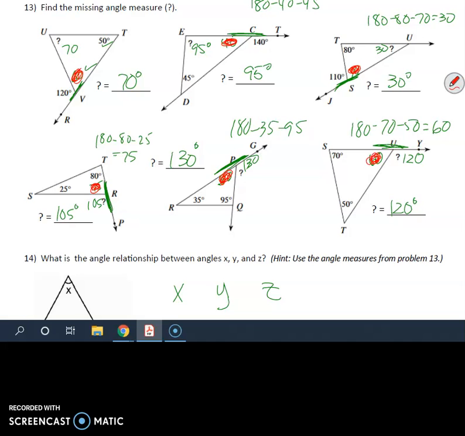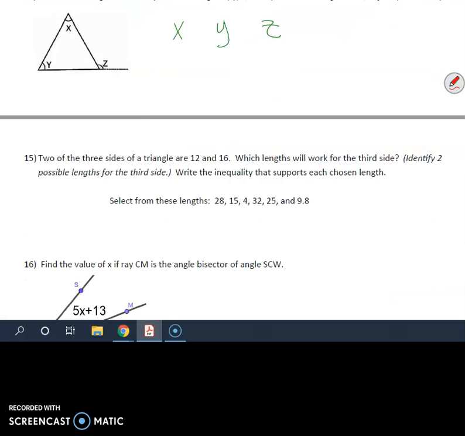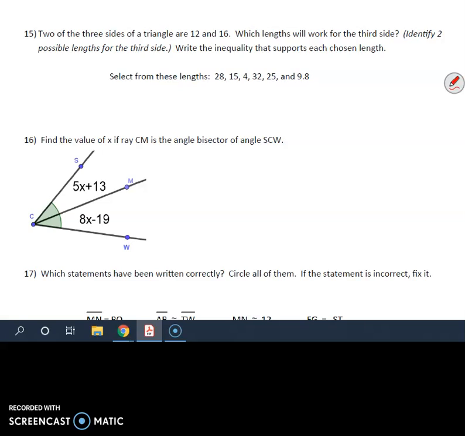So is there a relationship between the 70, the 50, the 120, the 95, 45, and 140, the 80, 30, 110, and so on? Looking at problem 14, the three angles that have not been crossed out in problem 13, can you come up with a relationship between those three angles? I'm not going to give the answer away, but we'll move on to the next problem.